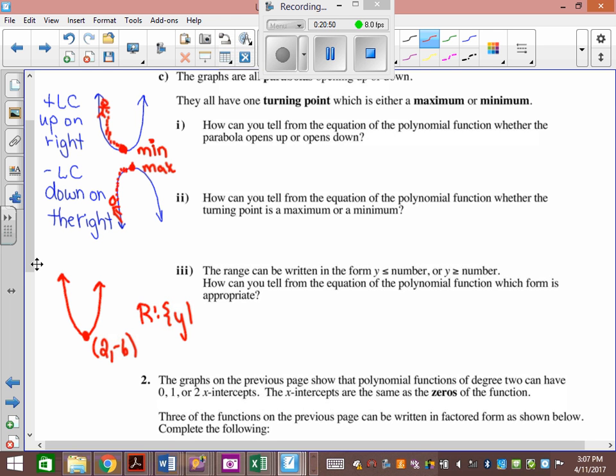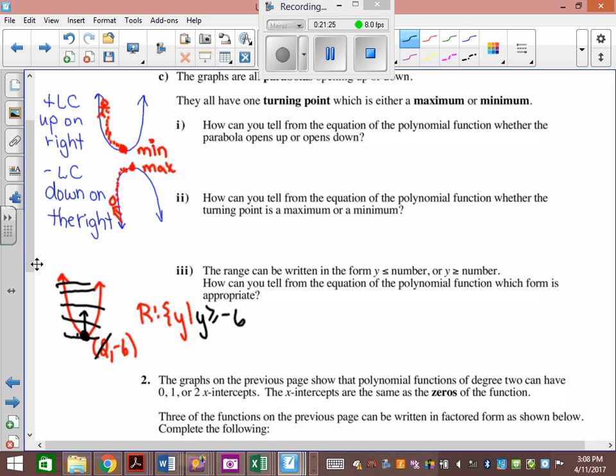Where is the graph located? Is the rest of the graph above this value or below this value? It's above. So if the rest of this graph is above, then my range is going to be y is greater than or equal to that value. What's my lowest value here? Negative 6. For the range, I don't care what my minimum x value is. That just tells you where it occurs horizontally, right? But my lowest value is negative 6. So my range is going to be y is greater than or equal to negative 6, because the entire graph is higher than negative 6, right?